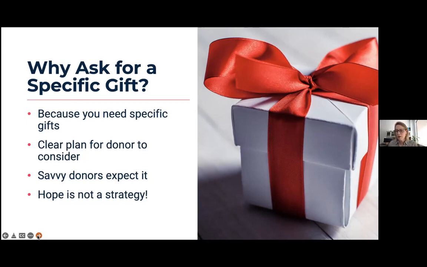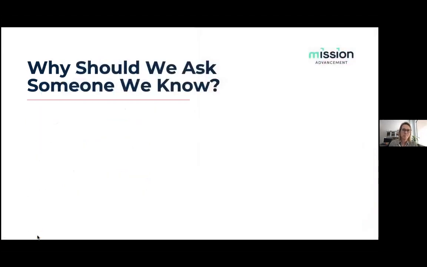And we just like to say hope is not a strategy. So again, sitting back and just kind of hoping that people do what we think they should do is a pretty risky way to plan your development operation.